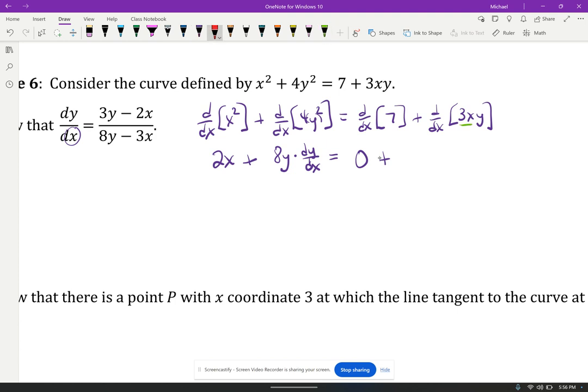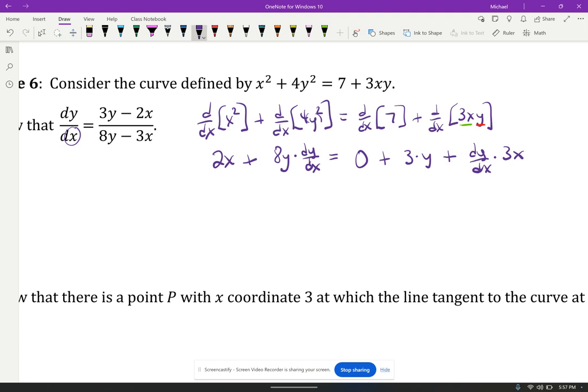I have that times that. So I need to do a product rule. And to do the product rule, I'm going to take the derivative of the first, let me just use purple here, take the derivative of the first times the second, plus take the derivative of the second times the first. So I have to take the derivative using the product rule. Okay, so I took the derivatives.